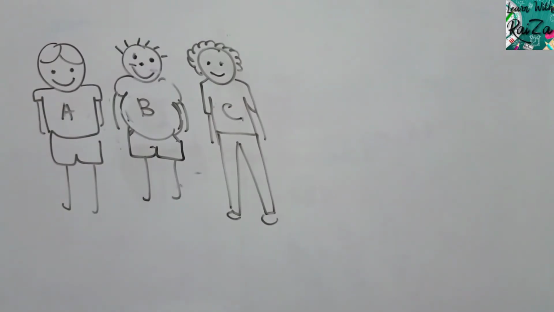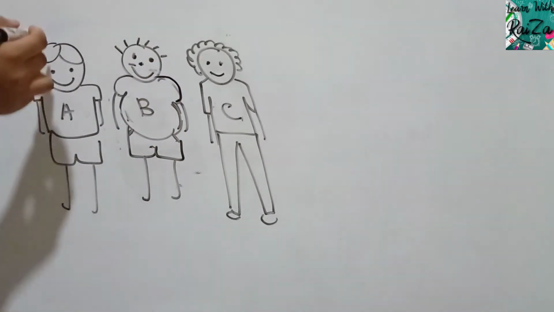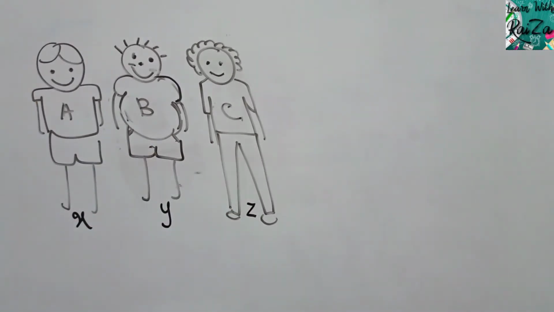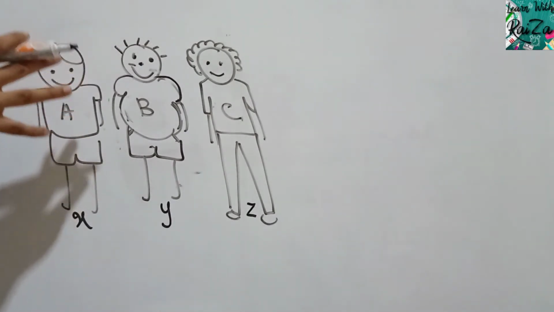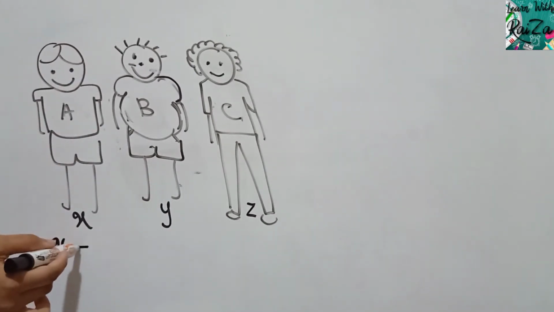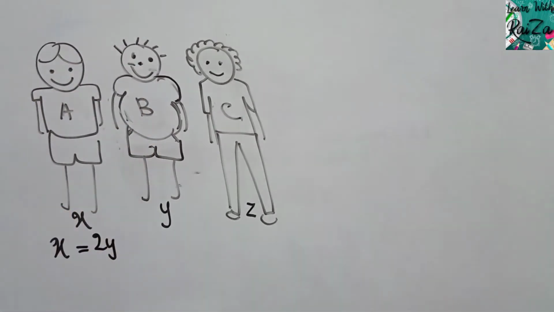Okay, right, a little bit of a complicated question let's take now. So if I take 3 people, A, B, C, and I tell their ages as X, Y, Z. Now this person A, I'm saying that this X is there, right? Remember this question very well in your mind. I'm saying the age of A is twice the age of B. So the age of A, X, is equal to twice the age of B.